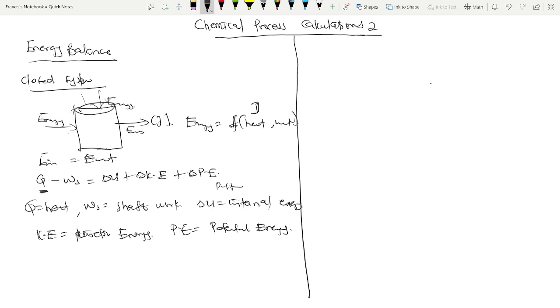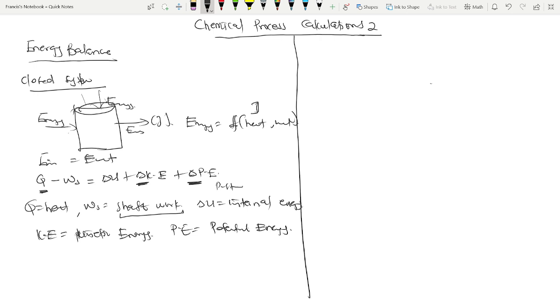So the energy associated with the moving parts of a system is called shaft work, right? And then the kinetic energy is the energy due to motion. So it refers to the motion of the molecules. And the potential energy is the energy due to position, or if there's a change in position. Once you are considering change in potential energy, then change in kinetic energy is much related to the change in the movement of the molecules of the system.